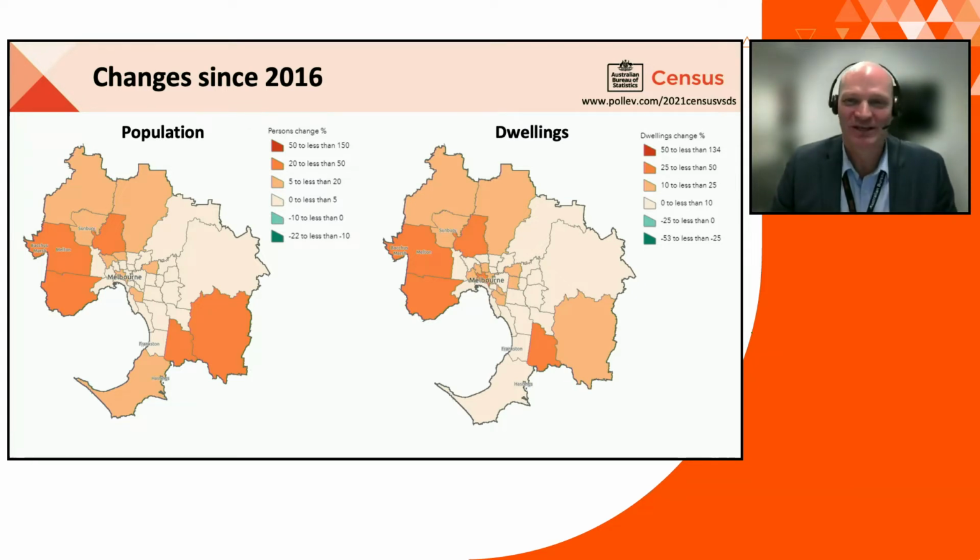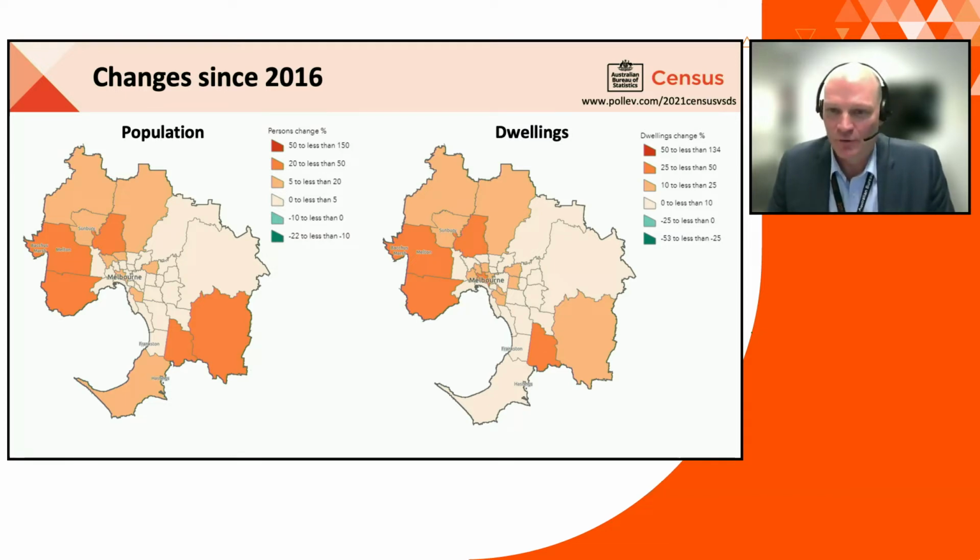So if we move in and have a look at Melbourne, we can see that both population and dwelling growth in the north and west is higher, such as Wyndham and Melton Bacchus Marsh, Tullamarine and Broadmeadows, and the outer east there with Cardinia and Casey, and similar patterns for the dwelling growth.